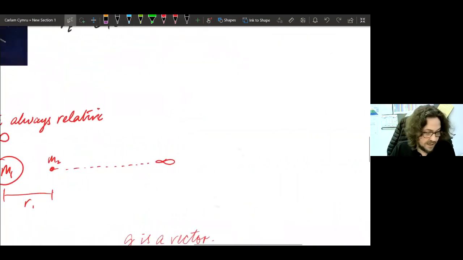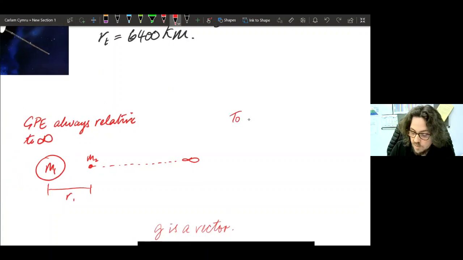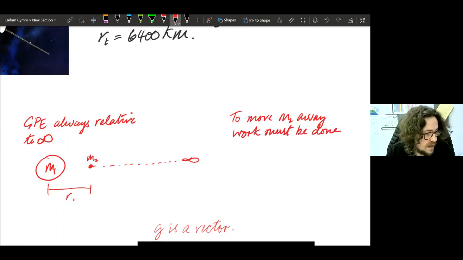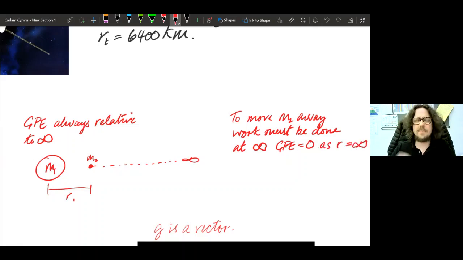To move it away, work must be done. So to move M2 away, work must be done. And at infinity, the gravitational potential energy is equal to zero, as R equals infinity. If you divide anything by infinity, it goes to zero. So at infinity, where R is equal to infinity, the gravitational potential energy is zero.